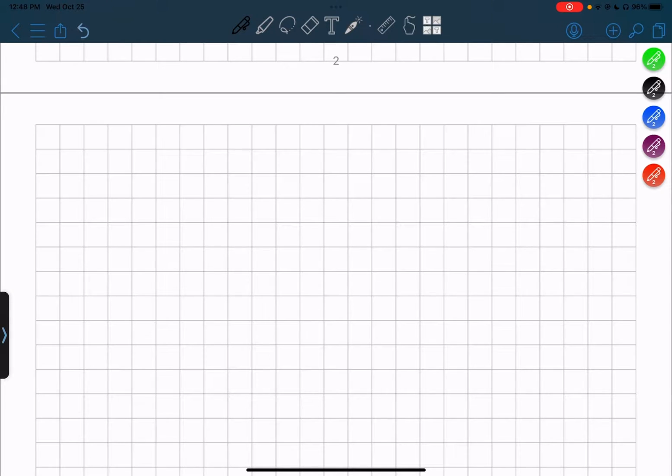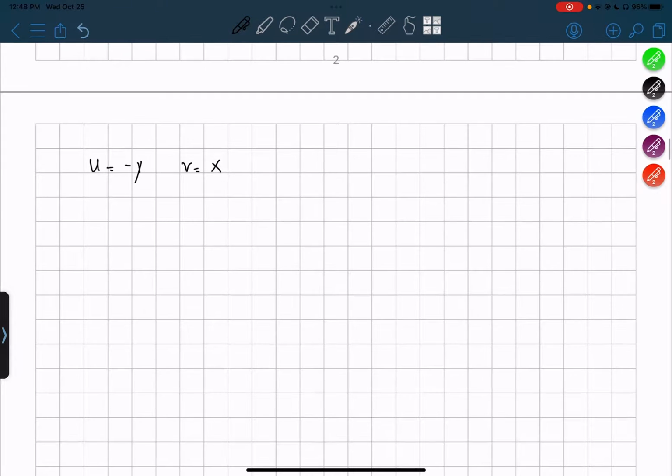All right, so here we're going to be doing an example problem where we have a velocity already broken into two components. So u is equal to negative y and v is equal to x. So we can find our stream function, that is psi is equal to the integral of u dy and psi is equal to negative the integral of v dx, and we have to add these two together.